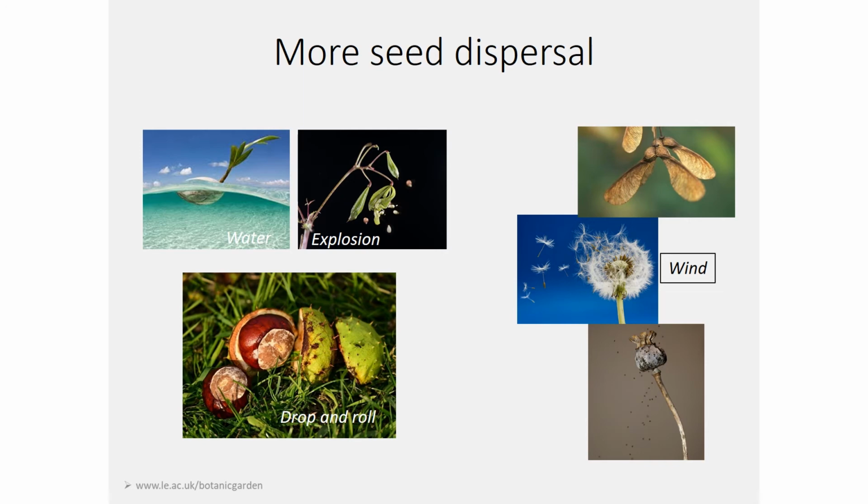Other ways seeds are dispersed are using moving water of rivers and sea, like the coconut. Or, like the Himalayan balsam in the picture, have a seed pod that when touched explodes and sends the seeds away. Or the seeds are round, like the picture of the conkers, and they drop and roll away from the parent plant. There are many different seeds that use the wind. Some, like dandelions, have little parachutes, others, like sycamore, have wings, and some, like the poppy, have shakers that shake out the seeds when it's windy.